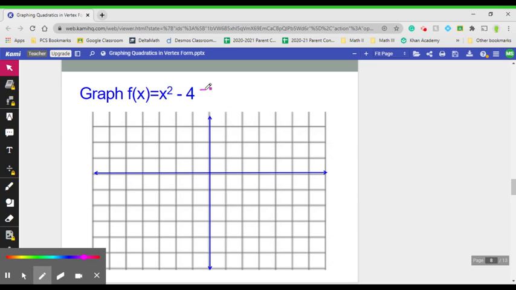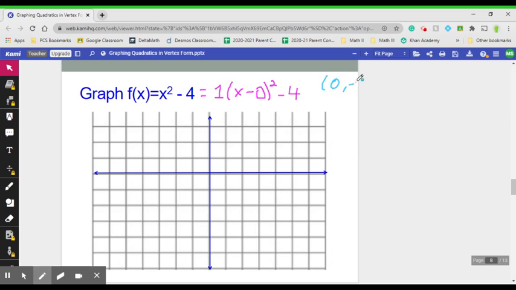So like before, I'm going to write this as the full version of it first. So I have 1 times (x minus 0) squared minus 4. First step will be to identify our vertex. So we have a 0 and a minus 4. So our vertex is (0, -4). And we can plot that point right down here.